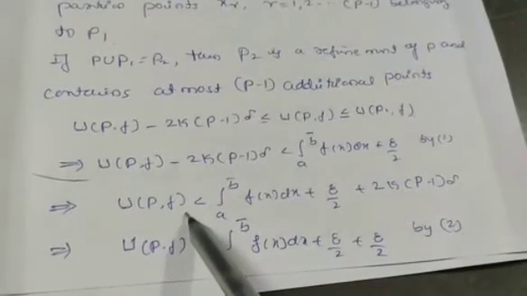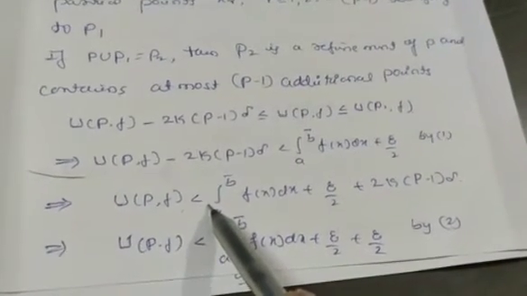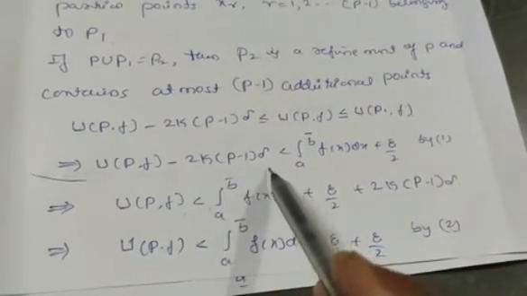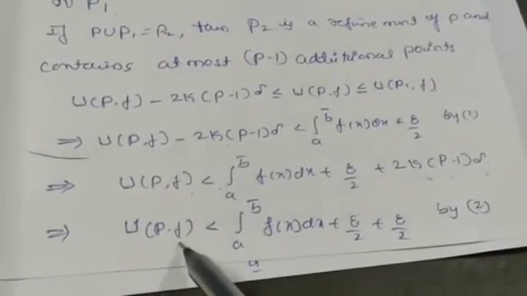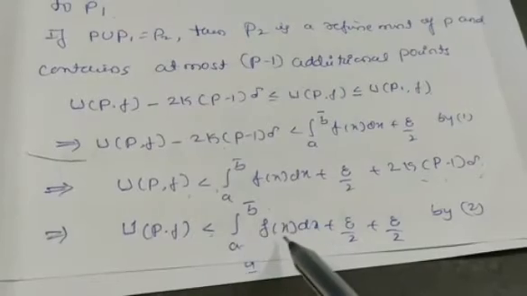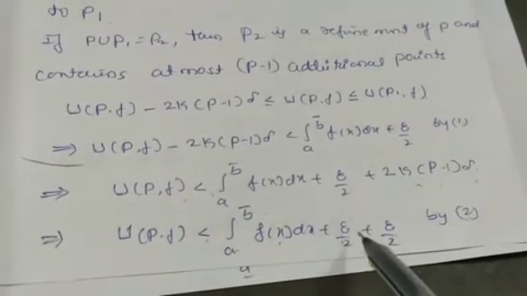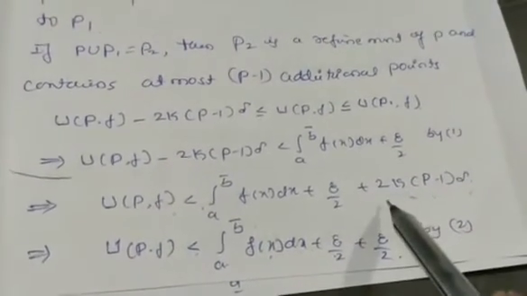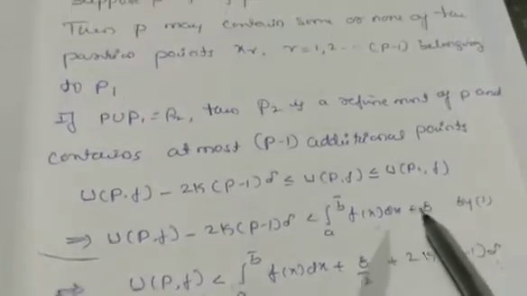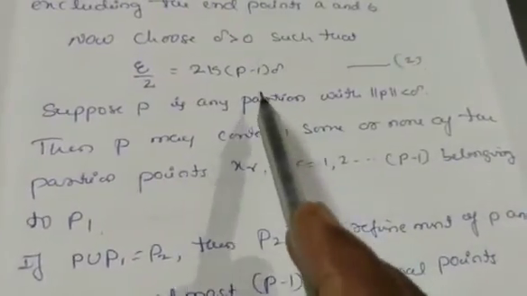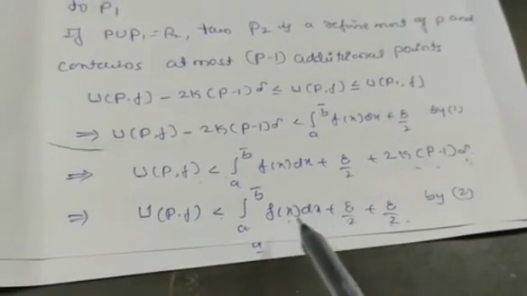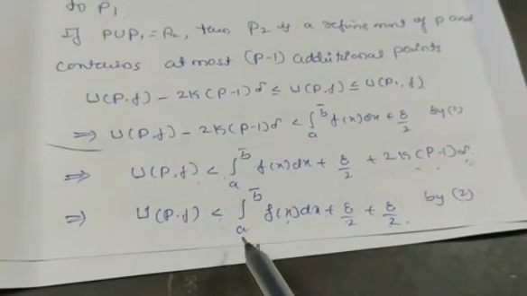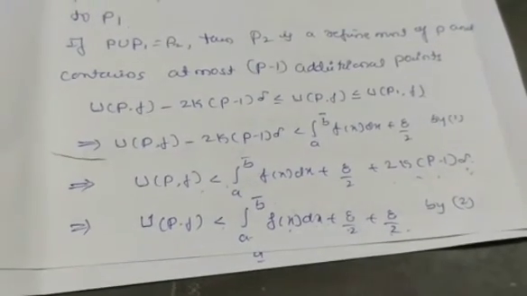So this implies UPF is less than, taking this value minus 2k into p minus 1 to this side, it becomes plus 2k into p minus 1 into delta. So UPF is less than the upper Riemann integral of f of x dx plus epsilon by 2 plus epsilon by 2, because 2k into p minus 1 into delta we have taken as epsilon by 2. After adding these two we get epsilon. So UPF is less than the upper Riemann integral plus epsilon.